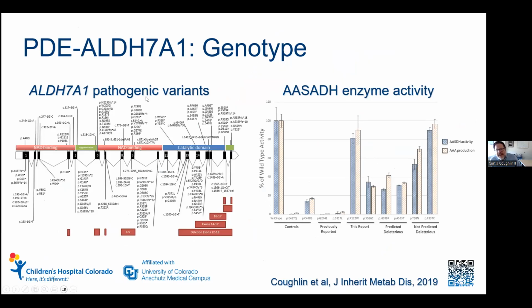So far, we have not seen any genotype-phenotype correlations in kids with PDE. In 2019, we published 185 consecutive patients who had sequencing of the ALDH7A1 gene. And we saw that the variants are all throughout the gene. We also tried to do some enzyme activity in a bacterial expression system, so not in patient samples, but also didn't see any sort of correlation between enzyme activity and phenotype, which all of us who work in this field are always surprised to hear, right?